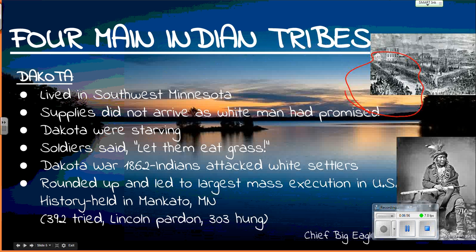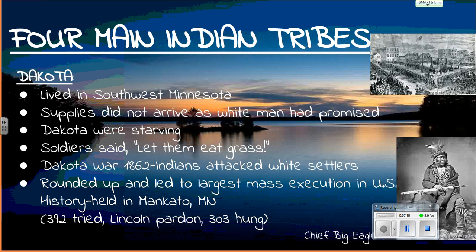And our fourth main tribe are the Dakota, that aren't too far from here either. They're just across the border over in Minnesota, southwest Minnesota to be exact. I'm from Marshall, Minnesota, so they would have lived right about where I used to live. And they are known for this particular story.